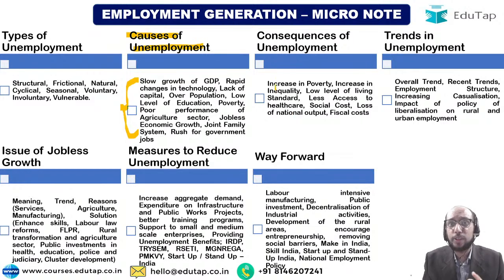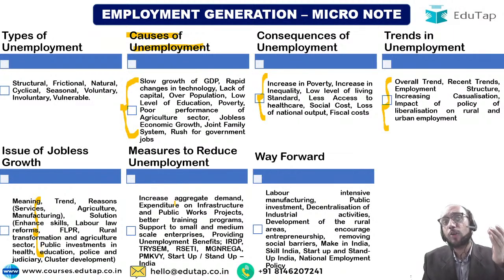Similarly, let us say that you have read the consequences of unemployment, so you have created this micro note for that. Similarly, you have read the section on trends in unemployment and you jot down the most important statistics. Similarly, you have read the section on jobless growth and you have jotted down a micro note where you know the meaning of jobless growth, trend of jobless growth, causes of jobless growth, consequences of jobless growth.